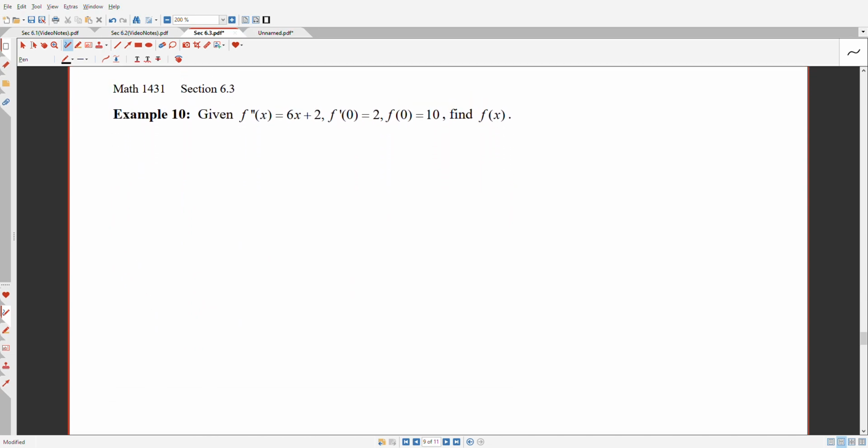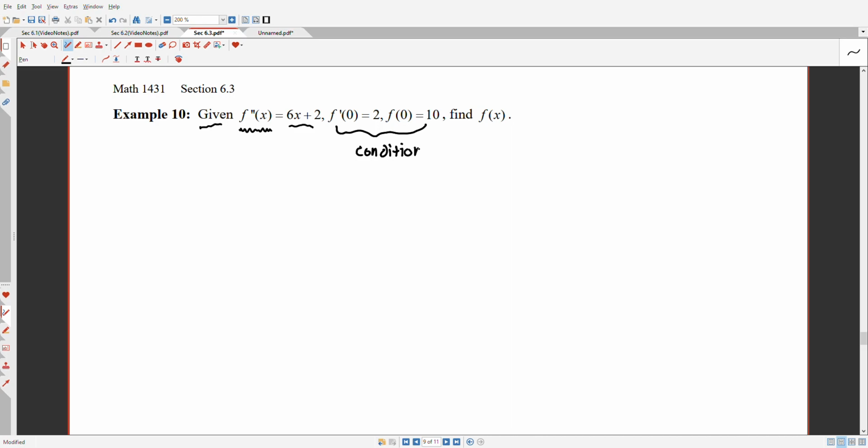Okay. So example 10 doesn't have any integral signs in it. But let's read carefully what it's asking so that you can pick up on the fact that this is asking about antiderivatives. It says you're told that the second derivative of some function is the function 6x plus 2. And then you're told these two conditions.